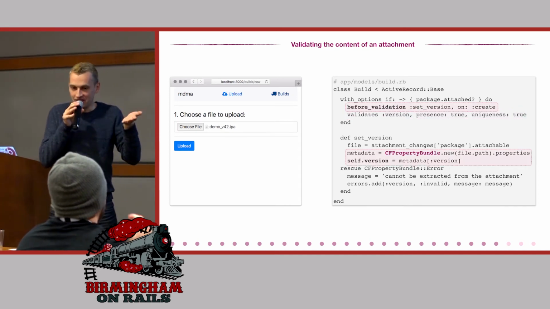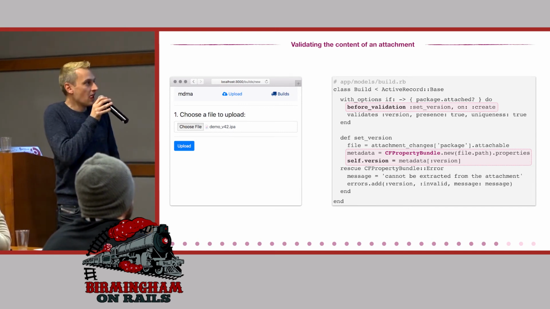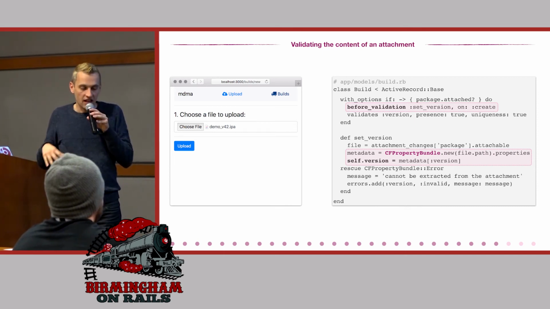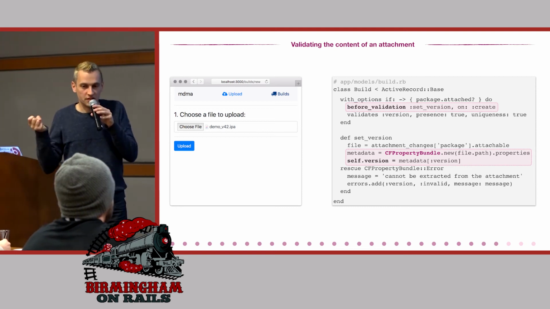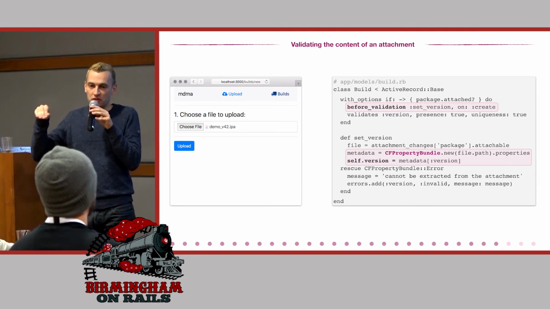This is the new part. Before this validation, we're going to set the version. And this set version method basically does two things. It calls this library, CFPropertyBundle, to get the version from the file and then set self.version to that thing.